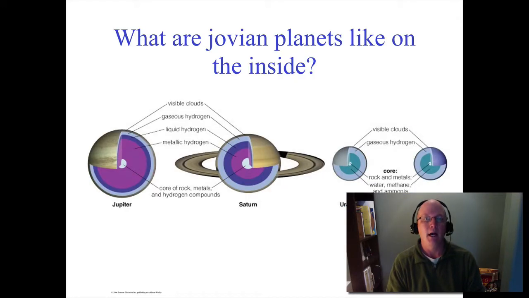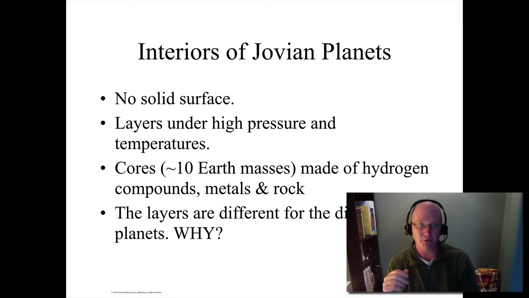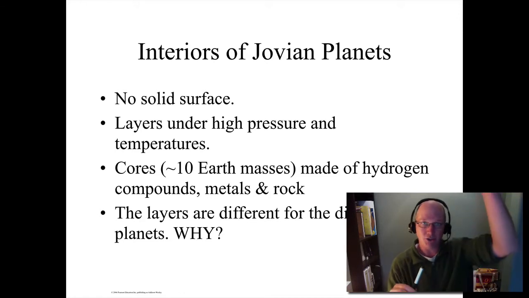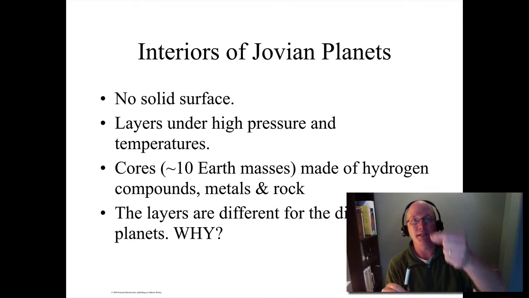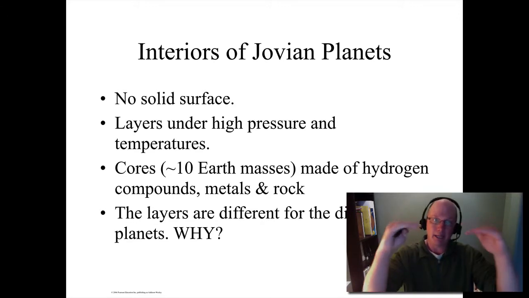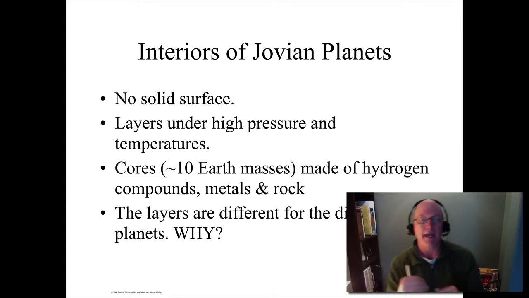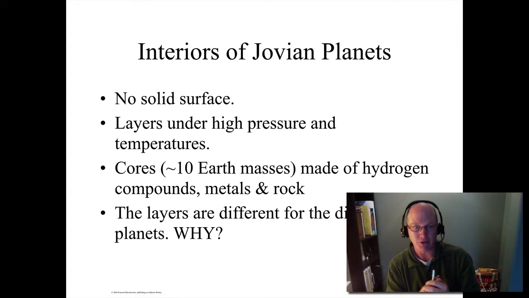Okay, so what do the Jovian planets look like on the inside? We can do this by modeling the properties of the materials. If we take a model of hydrogen and helium and see what happens on the inside, we can get a distribution of materials. So let's look at the giant gas giant planets first. Some of their properties: there's no solid surface, so as you go down in the planet, it's not like you go through the atmosphere and land on the surface. There's no surface. It just gets denser and denser. All of these layers create higher pressures and temperatures. And if there is a core of anything for something like the Jovian planets, it's about 10 Earth masses right in the very center, primarily made out of methane, ammonia, metals, and rock.